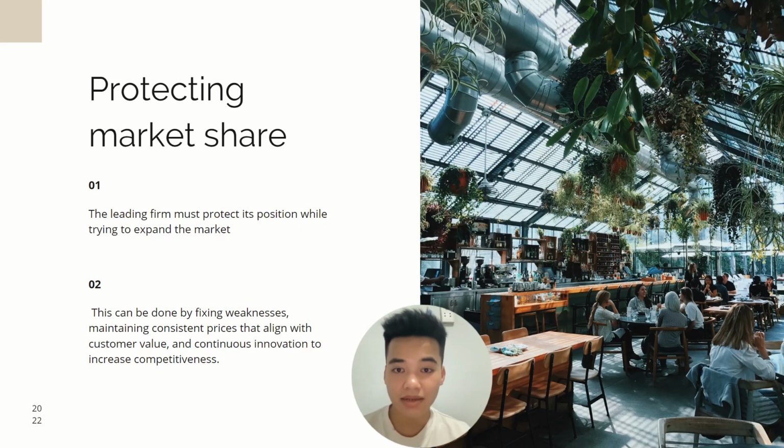Next up is protecting market share. The leading firm must protect its position while trying to expand the market. This can be done by fixing weaknesses, maintaining consistent prices that align with customer value, and continuous innovation to increase competitiveness. The best defense is a good offense, and the leader should lead the industry in introducing new products, services, and distribution methods. Market leaders should also react decisively when challenged by competitors, as seen in the example of P&G in the disposable diapers market, where it has been aggressive against challenger brands like Huggies.